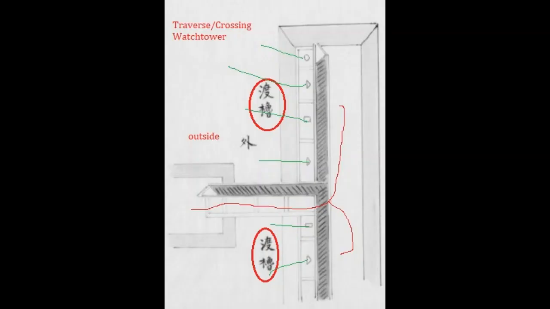Here we have the traverse, or the crossing watchtower. Now this one, I'm going to try to explain it to you so you can understand. So the structure on the left and the structure on the right are actually fortifications that are on raised surfaces. And that little bridge structure is connecting the right structure to the left structure. And then everything that's not there is on the ground underneath. So where it says outside, that is ground level. Everything else is raised up and fortified.